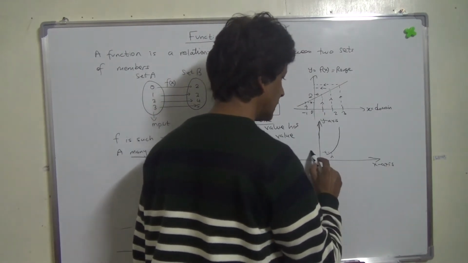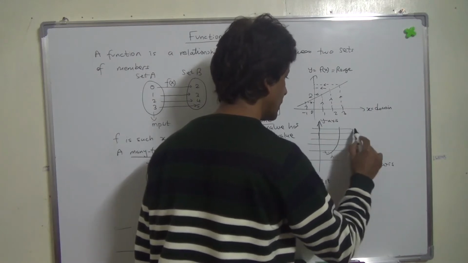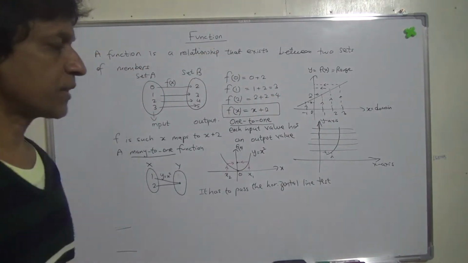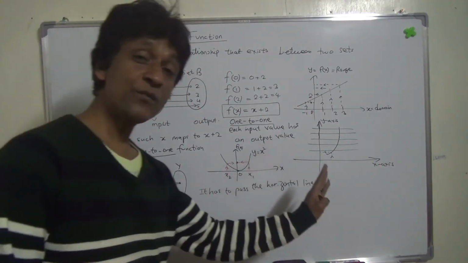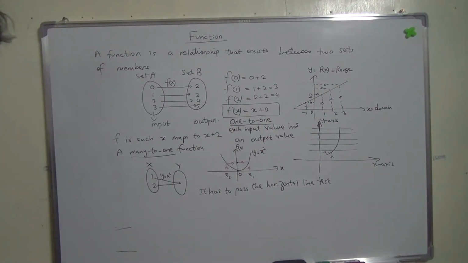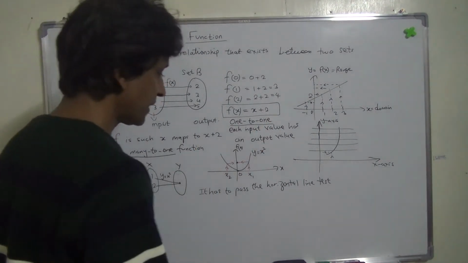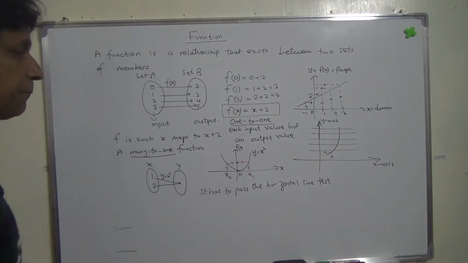Is that if you draw a line here, you draw another one, however many horizontal lines you draw, the moment they cross the curve, the input value is going to give you one output value. So that's a one-to-one function. For instance, that's not a one-to-one function. That's a many-to-one function. Okay.